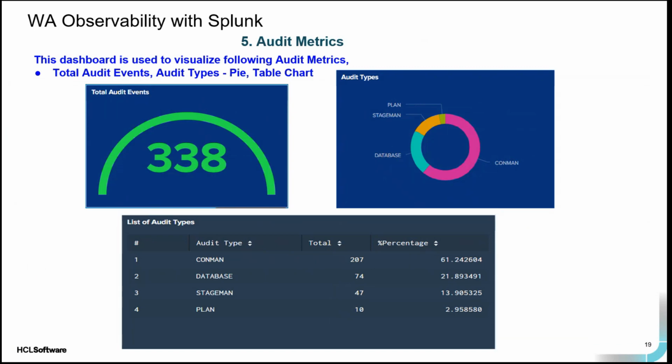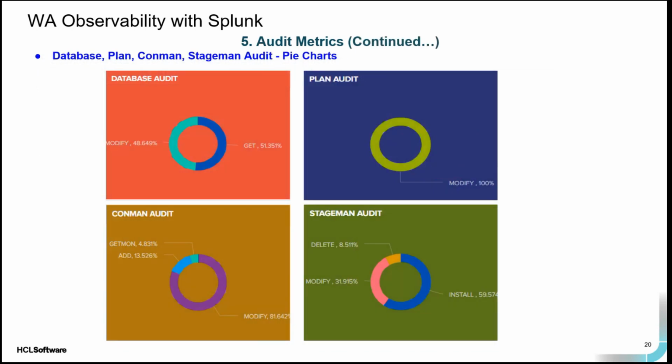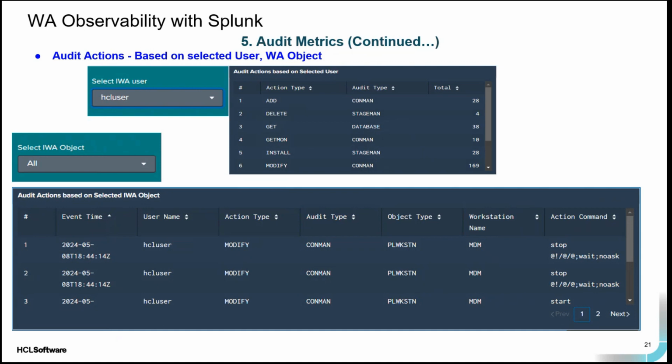So the total number of audit events and the audit types, we have 4: plan, statement, database, and conman, and their list. Similarly, the pie chart for each and every audit type. Similarly, you will get the audit action type based on the selected users, and also we can filter certain objects, and then we can get the data.